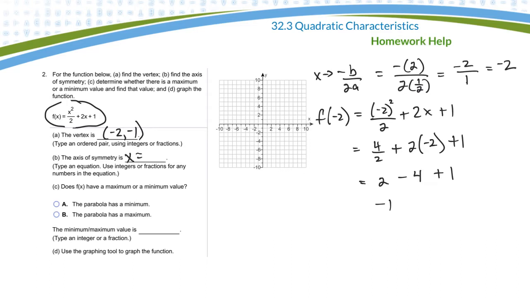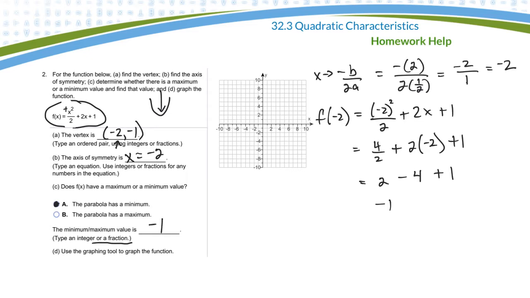Axis of symmetry, x equals -2. A minimum or maximum? Since this is positive, the graph's going to go up, so there'll be a minimum value. So it's going to be a minimum. And the minimum value is -1. So they just want you to type in a number. They don't want you to say y equals -1. They just want you to type in a number. So it'll just be -1.